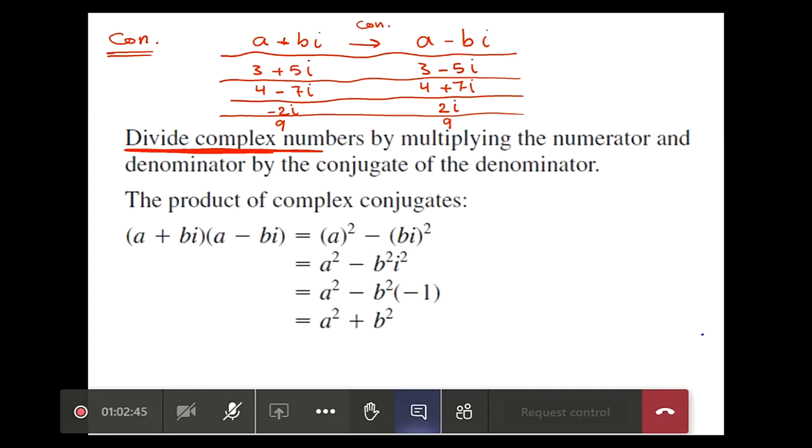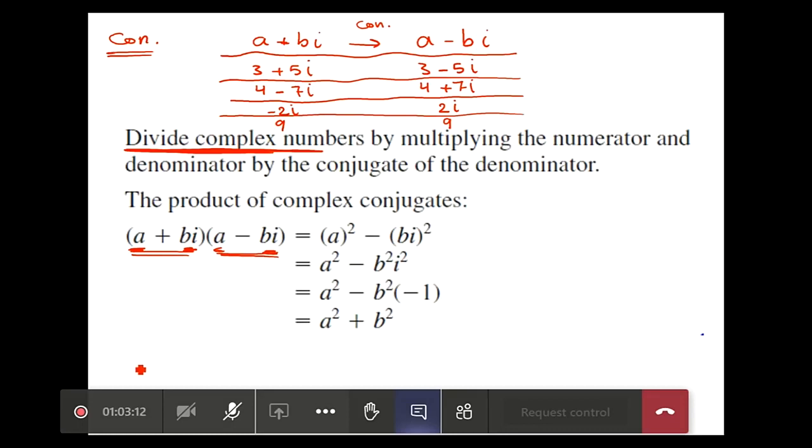Okay, so if we have any complex number, multiply by the conjugate. Look at this, a, b, but here positive b, here negative b. After multiplying any number with its conjugate, we have a square plus b square.